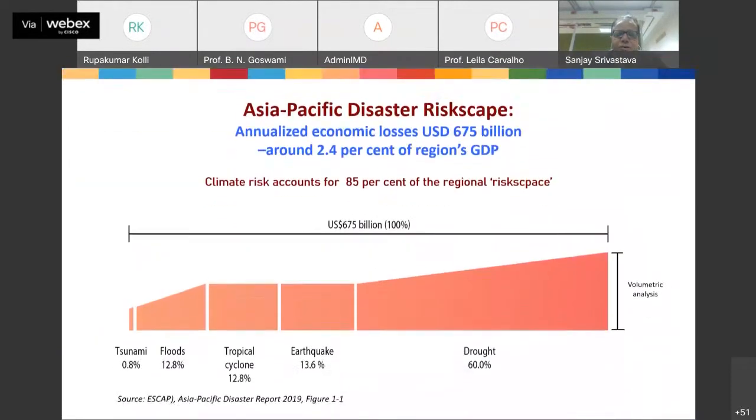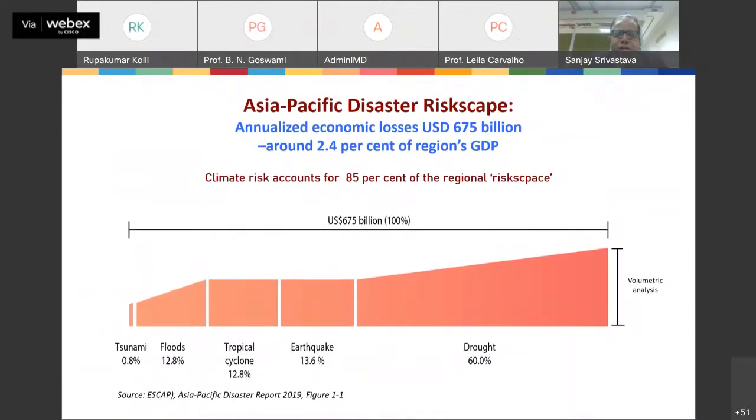My next slide is going to tell you that before you make any forecast, as my colleague Dr. Mohapatra has dealt with at length, you need to have an understanding of the risk and impact, a priori. This is the risk landscape of Asia Pacific. If you monetize the risk, the Asia Pacific region loses $675 billion per year. This is the annualized average loss, which is 2.4% of Asia Pacific gross domestic product, GDP. This is the growth engine of the world, and 2.4% losses is quite substantial, not sustainable. It's not good for achieving the sustainable development goals in days to come.